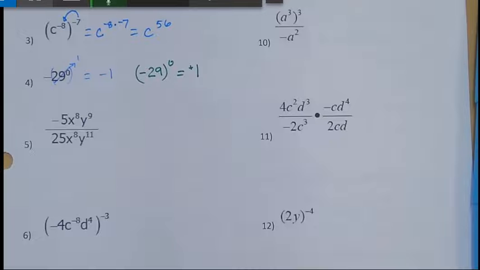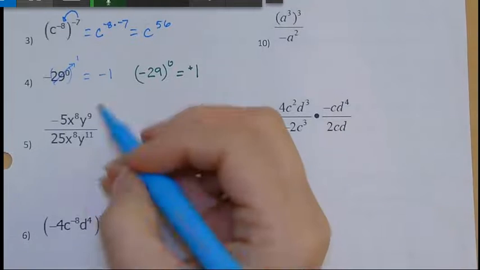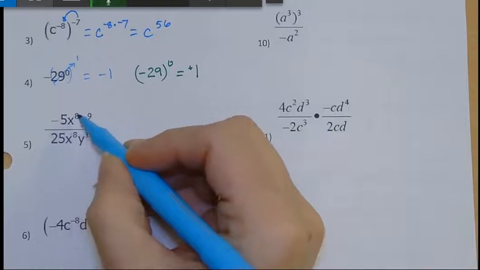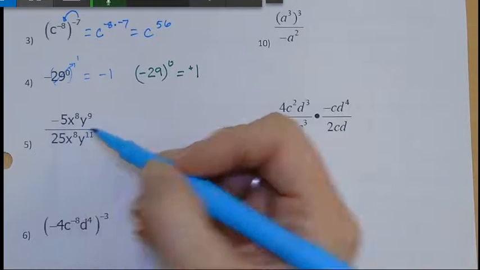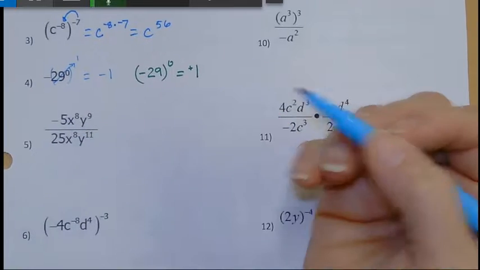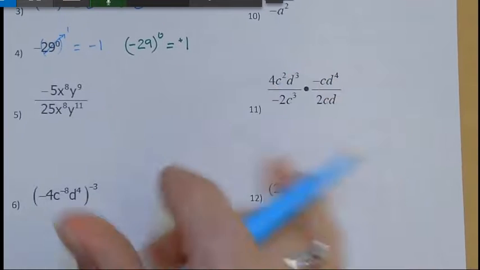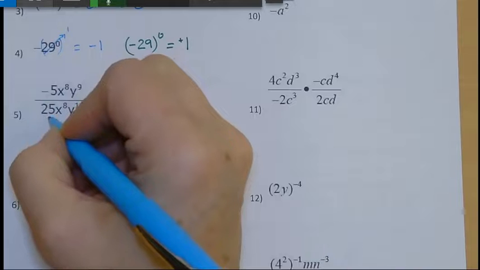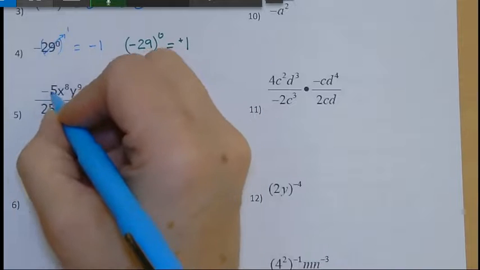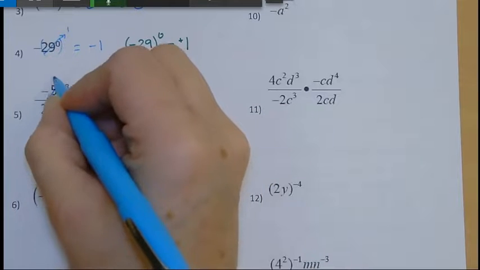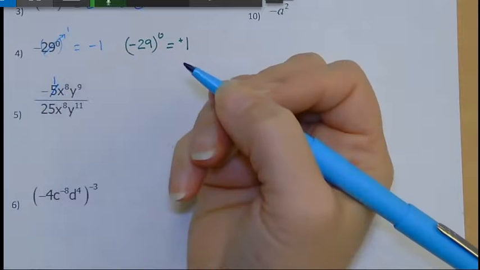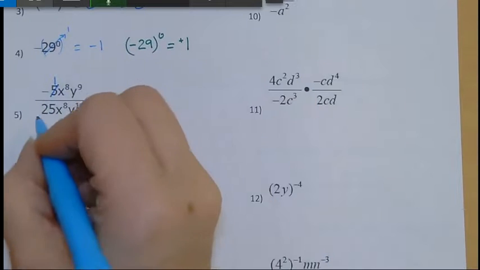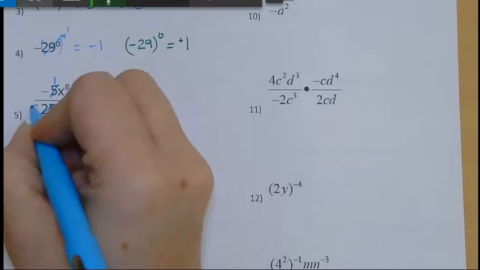Okay, looking at number 5, we're going to break this up into just coefficients, and then just the variable x, and then just the variable y. So first, in order to simplify this, I know that I can divide 5 into my numerator and into my denominator. So 5 goes into 5 one time. I still keep that negative sign because I haven't dealt with the negative. 5 goes into 25 in my denominator 5 times.